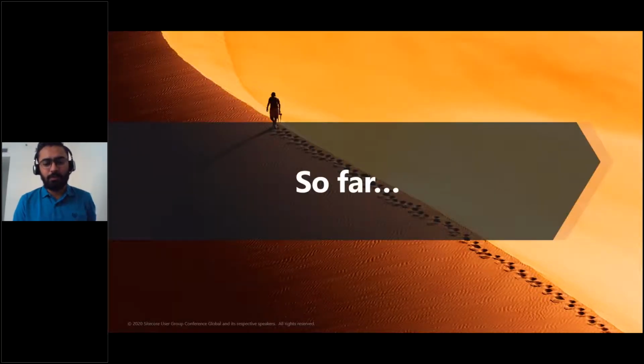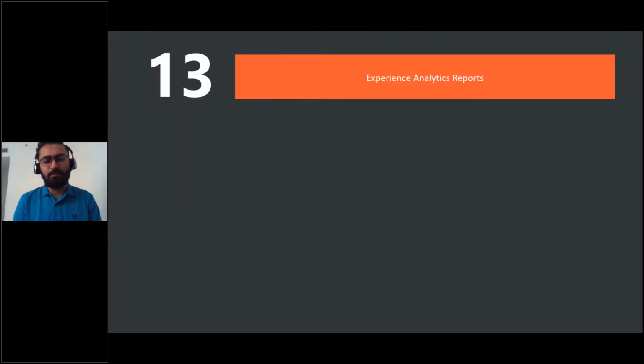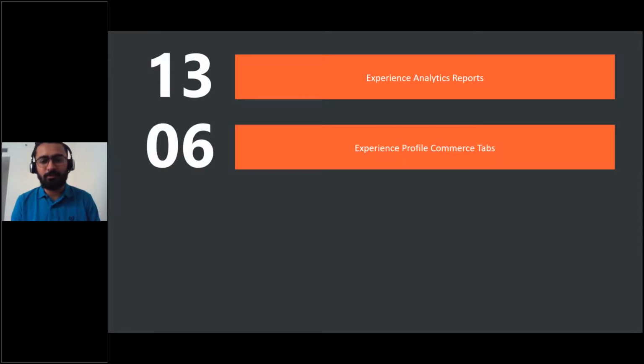So far, if we do a quick recap, we see overall 13 analytics reports specific to commerce. We saw the experience profile dashboard where we get 6 tabs specific to commerce. We are getting all the information related to orders, shopping cart activities, and all those things specific to a particular customer. So the first one is the analytics report, which gives you a high level idea, and the second gives you an idea of a particular contact or customer.